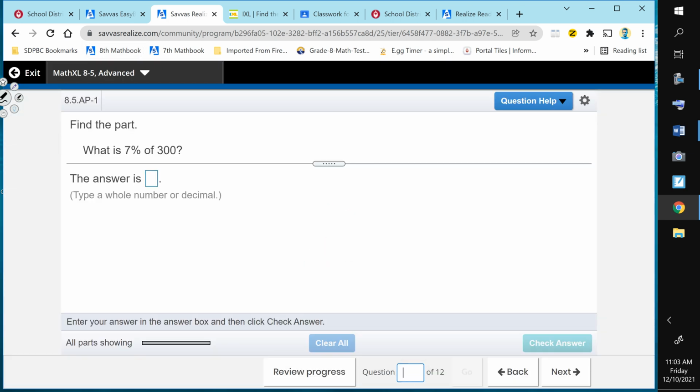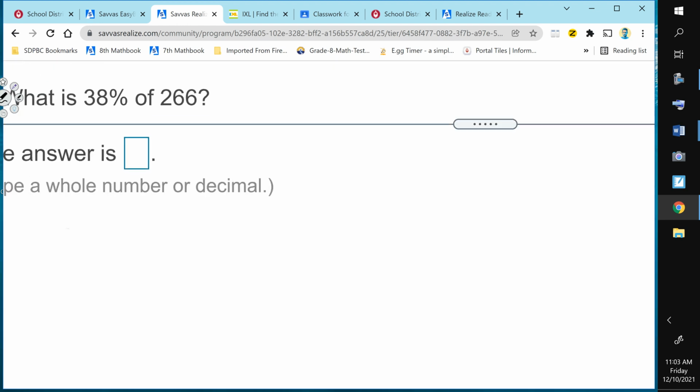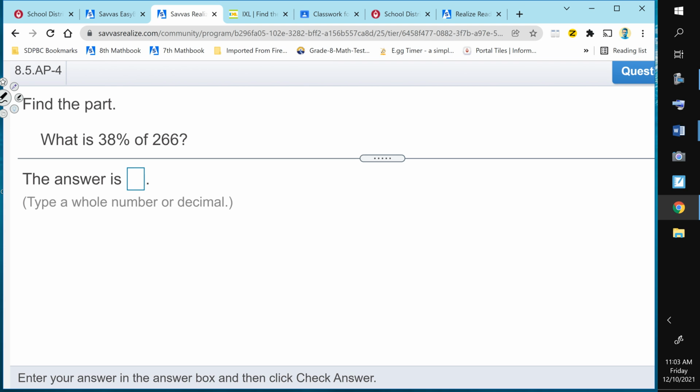Go to question 3. Okay, here we go. 38% of 266. You can set up a proportion if you want. I'm actually going to do the shortcut. I'm comfortable enough with percents that I know if I need to find the percent of a number, I can just convert the percent to a decimal and multiply.